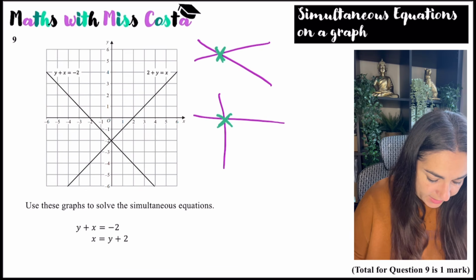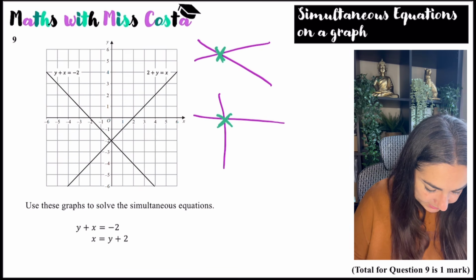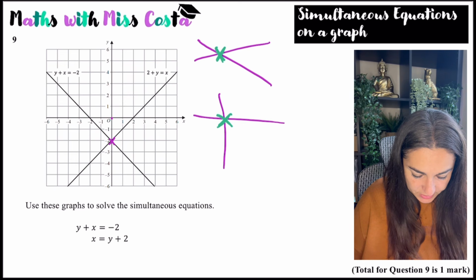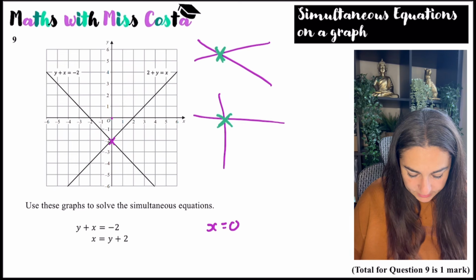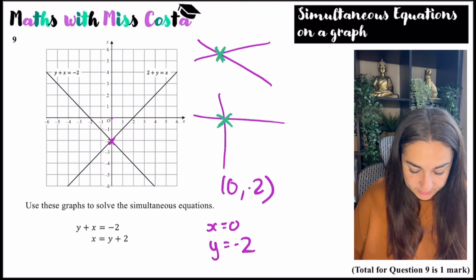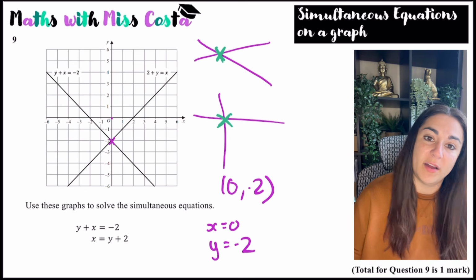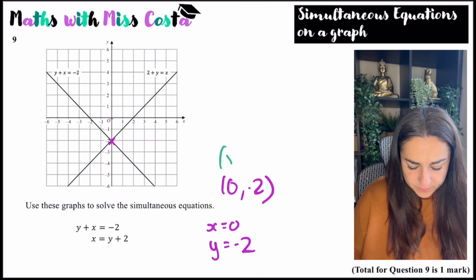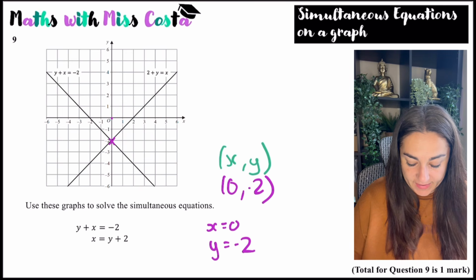So let's just look at what this point of intersection here is. It's 0, -2 is the point of intersection. So when x is 0, y is -2. That is all we need to do. Find the coordinate, which is 0, -2, and then say what the x and y values are accordingly. Remember that with coordinates, it's always the x value first and then the y value.